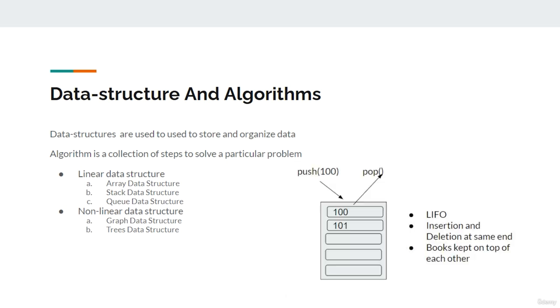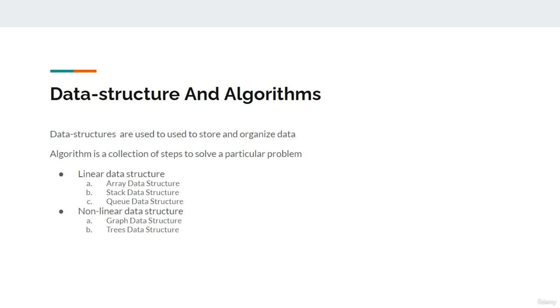Stack data structure. In a stack data structure, elements are stored in last in first out approach. That is, the element which is stored last will be removed first. You can imagine a pile of books kept on a table where you can access the book at the top, and if you want to add a book you can only add that book at the top. So in this way you can imagine the stack data structure.